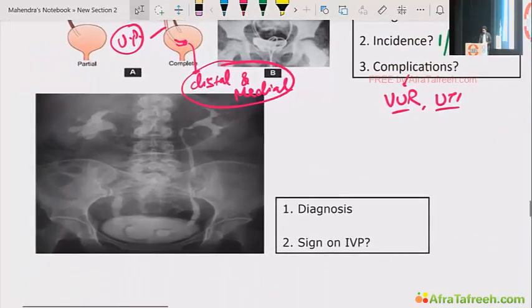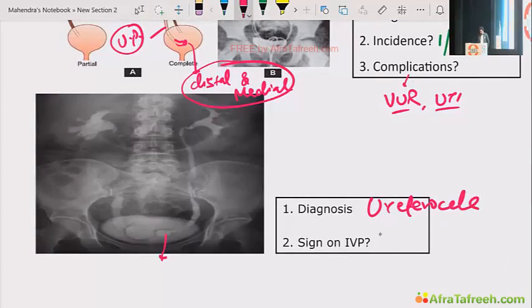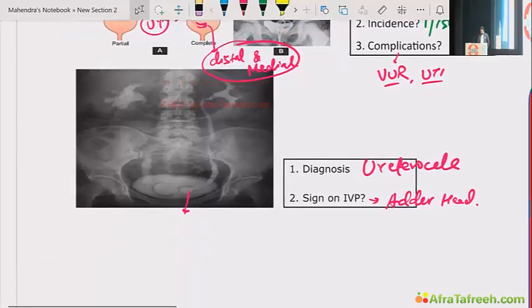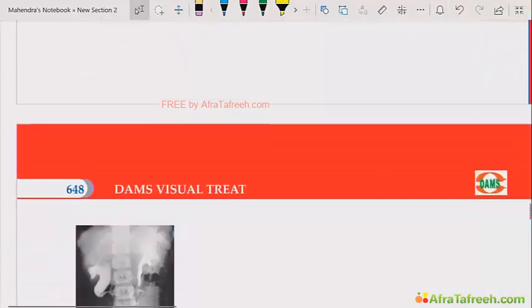What is the diagnosis in this IVP? What can you see here? Ureterocele. Okay, so this is ureterocele. What is the name of the sign on IVP? Adder head appearance or the cobra head appearance. Treatment is cystoscopic; you can do fulguration.